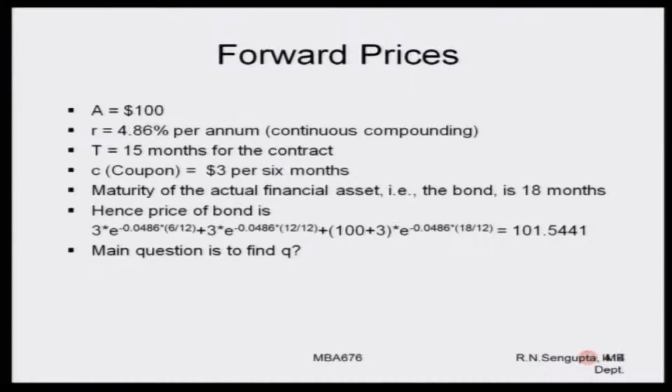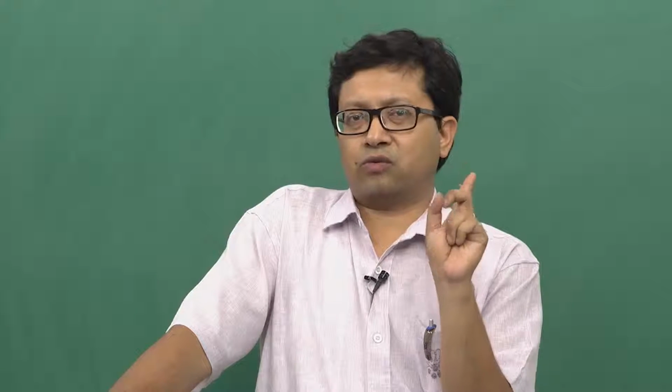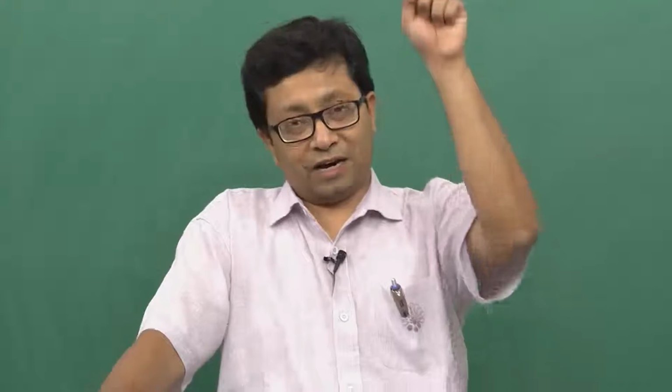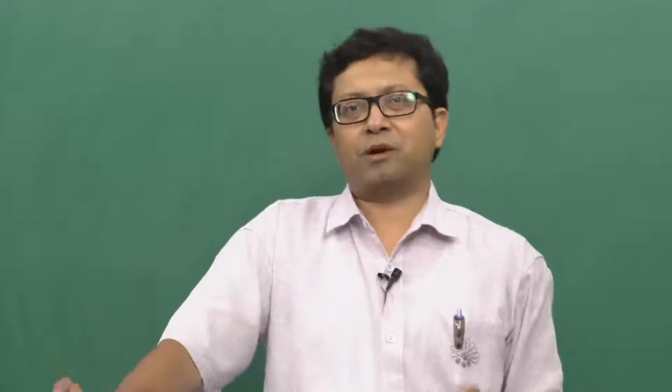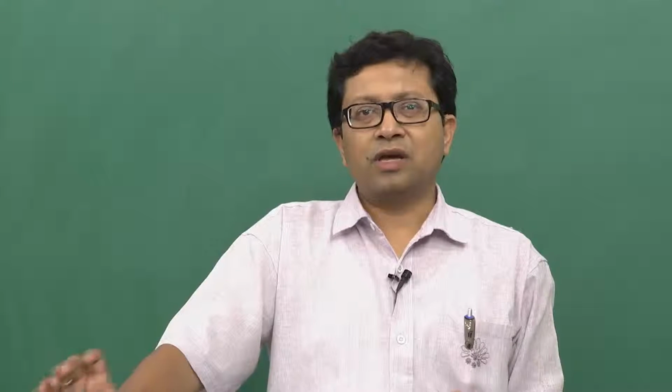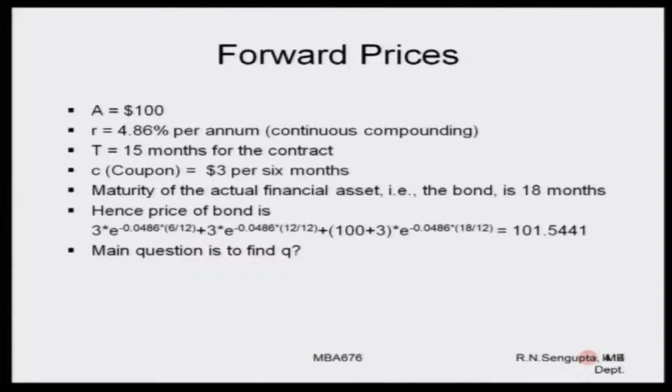When the total duration of 18 months is over, there would be two payments: the coupon payment of 3 and the principal amount, which is 100. So, it will be 100 plus 3, which is 103, which you get after 18 months, and you bring that value to the present. It will be e to the power minus r into t, where t is 18 months, which in years is 18 by 12. The actual value you can find is 101.5441, and you can find the value of Q also depending on this value of 101.5441.